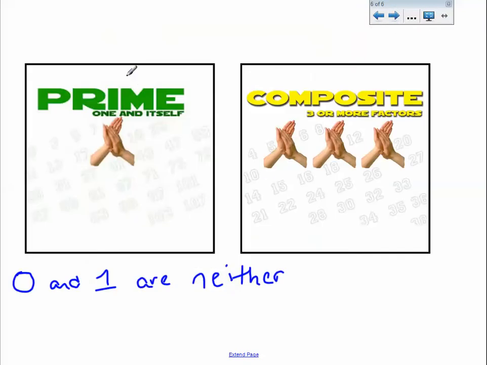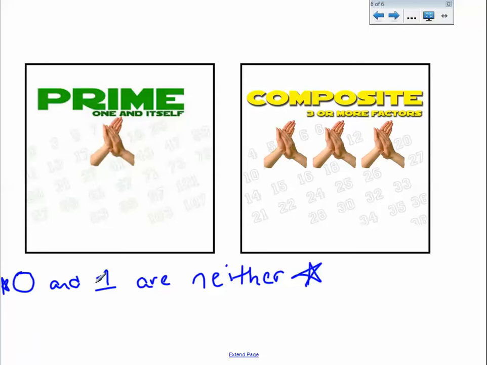So, reviewing again, prime: factors of 1 and itself. Composite: 3 or more factors. And again, remember that 0 and 1 are neither.